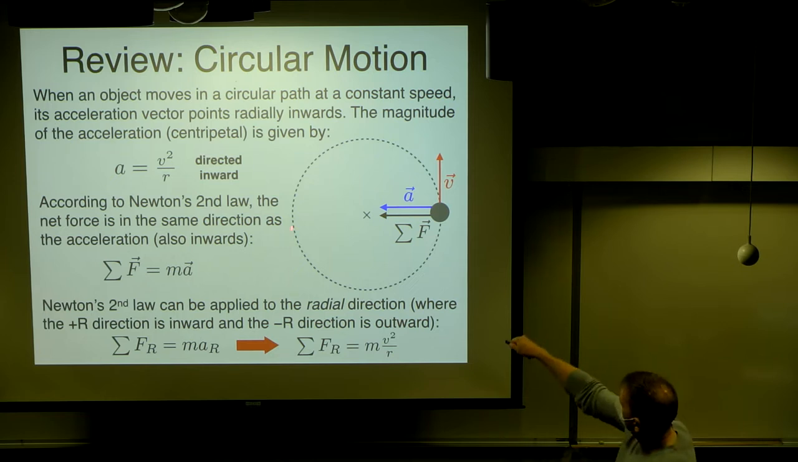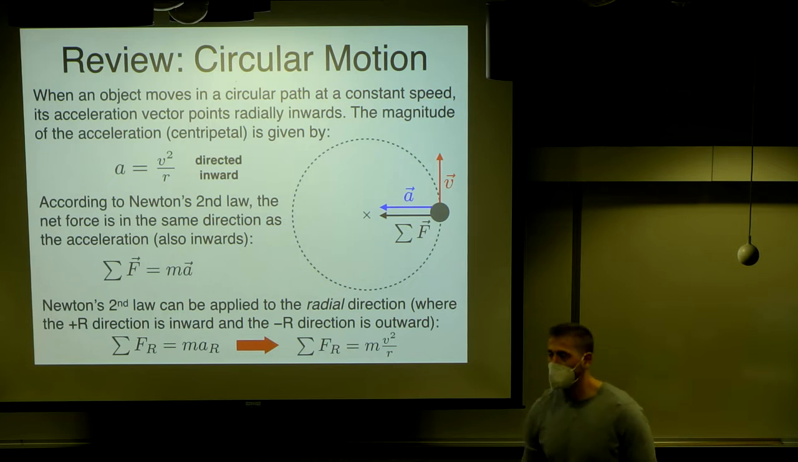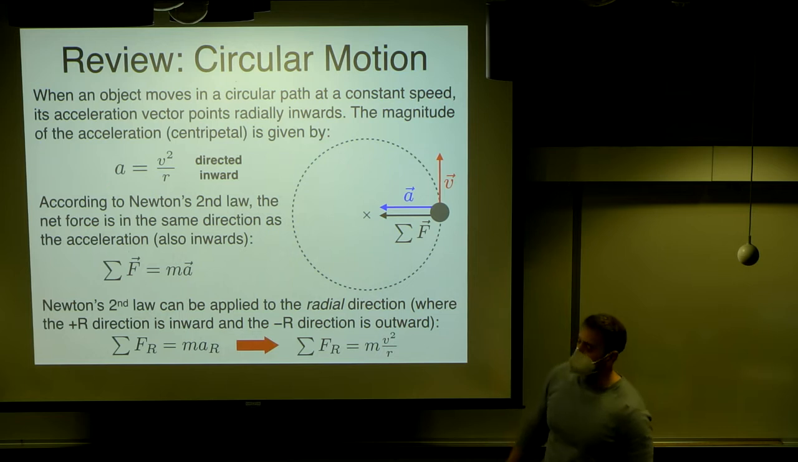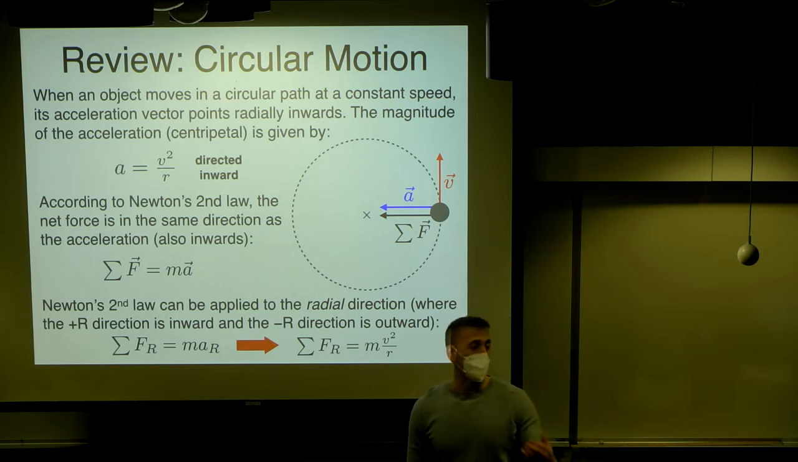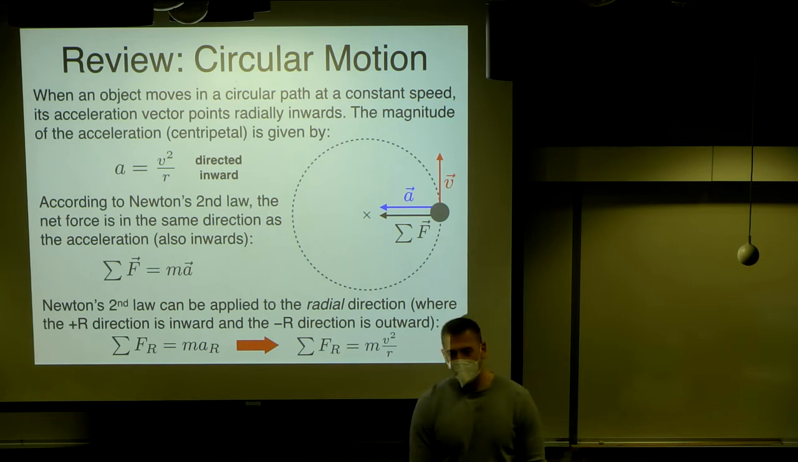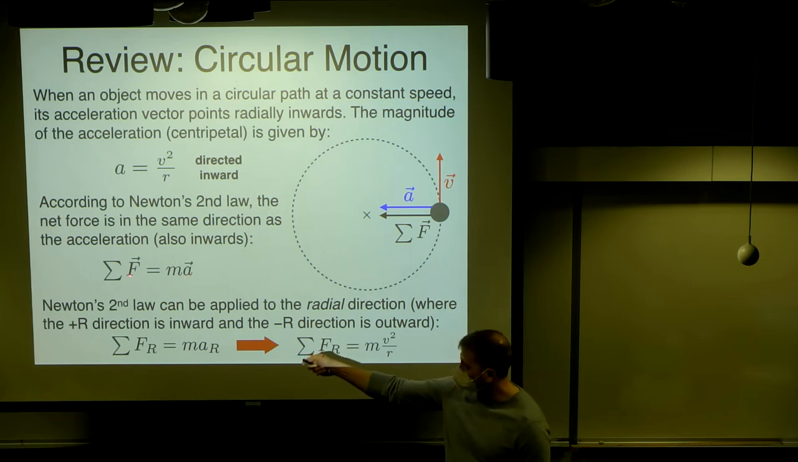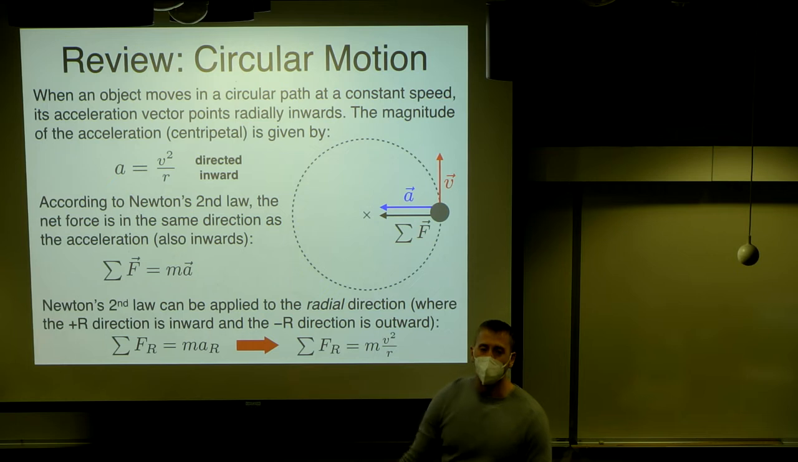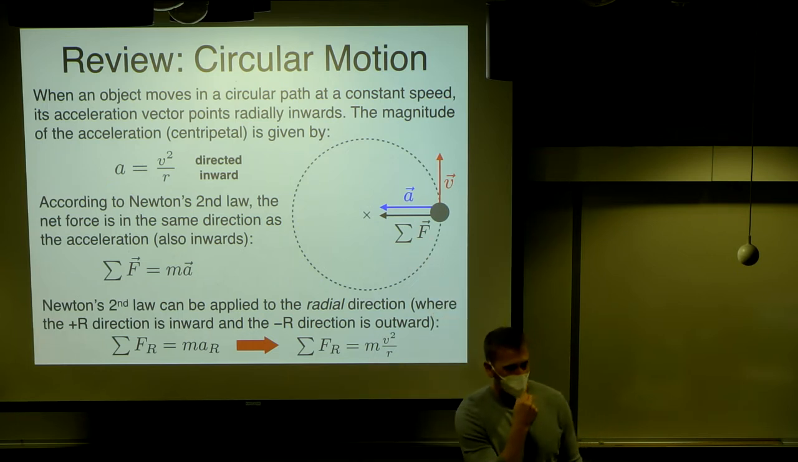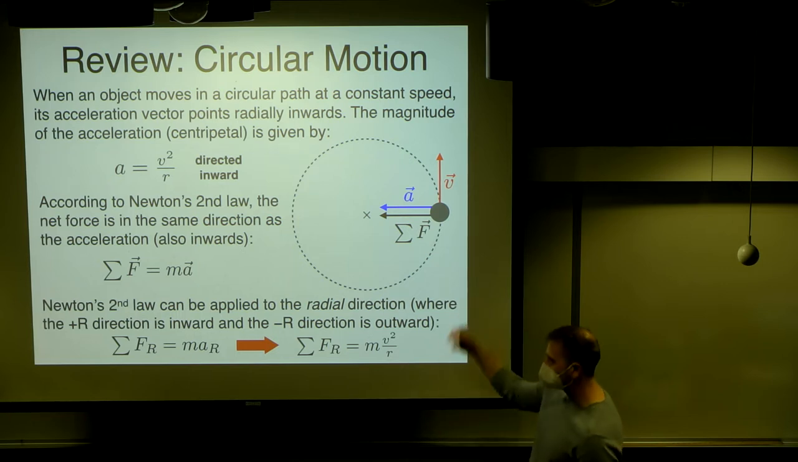So the picture you should have in your mind is this. We have a circular path. V, the velocity of the object, is going tangent to that path. Acceleration is going inwards. And then also remember, because net force equals mass times acceleration, if your acceleration is going inwards, guess what? So is your net force. So there's also some kind of force directed inwards. We could call that a centripetal force. Okay? Centripetal just means going inwards.